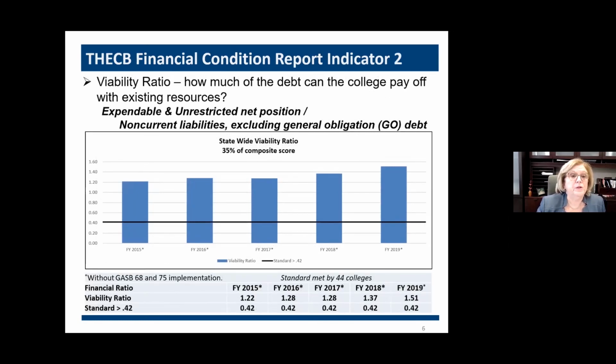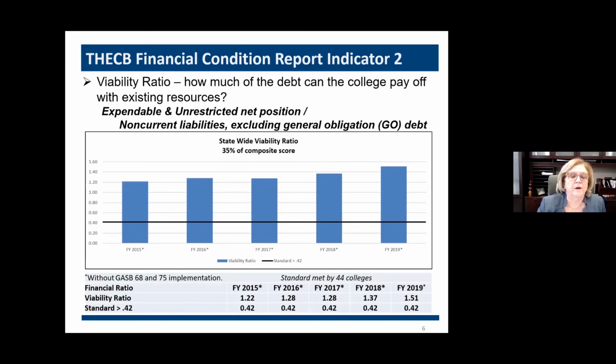Financial indicator number 2 is called the viability ratio, and it also is 35% of the composite score for each college. The viability ratio is asking how much of the debt can the college pay off with existing resources. So it's taking your net position and dividing it by non-current liabilities, but it excludes general obligation debt. If you're not familiar with general obligation debt, that debt is directly backed up by property taxes.